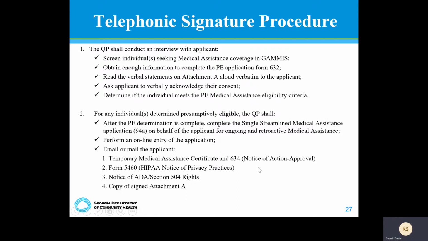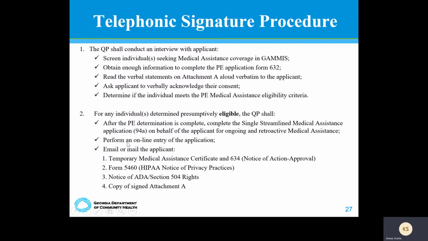If the individual is eligible, then you're going to make sure that you put the PE into GAMUS. You're going to complete the 94A on their behalf. You're not going to send them the application to fill out and send back to you. You're going to be filling it out while they're on the phone with you. Then you're going to email or mail your applicant the temporary certificate, the 634 notice of action approval, the 5460. They don't have to sign anything and send it back to you. You're going to send them all pages, the updated copy of the notice of ADA, and a copy of the signed attachment A.